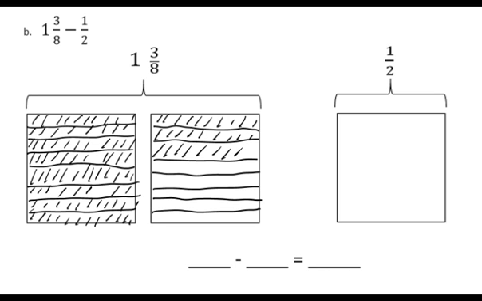Here's another example. This problem is 1 3/8 minus 1/2. I've gone ahead and shaded in the 1 whole and 3/8, showing the 1 whole as 8/8. So now I have 8/8 and 3/8, which is the same as 1 3/8. I'll shade in my 1/2 on the next model. I'll do that vertically, shading in 1/2.